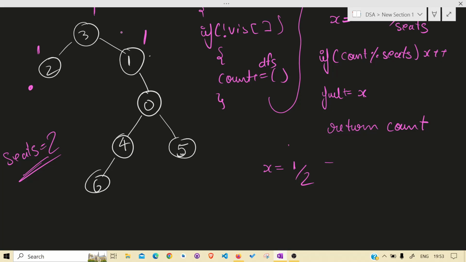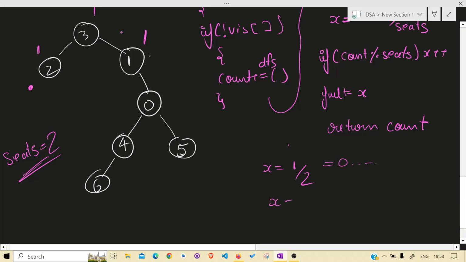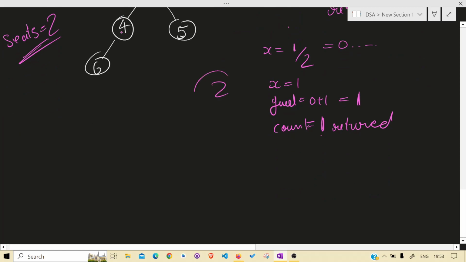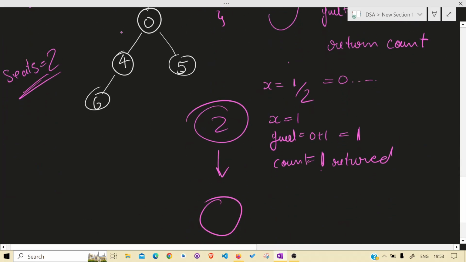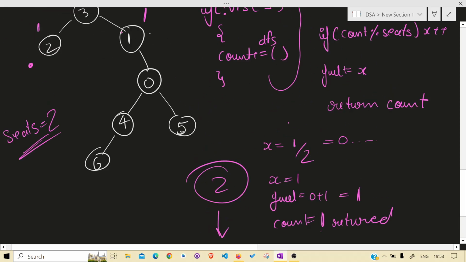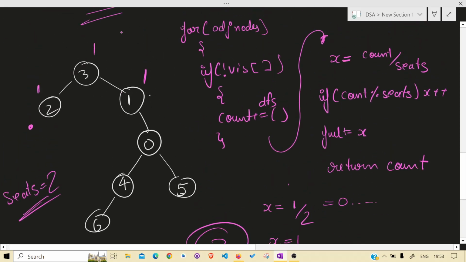X is 0, then X will be promoted, it will be 1. Fuel will be 0 plus 1, it's 1. And count is 1 and it will be returned. It was for node number 2. We fall to node number 3, city number 3, whatever you can call it. And while we fall in this call, we will fall at this call.